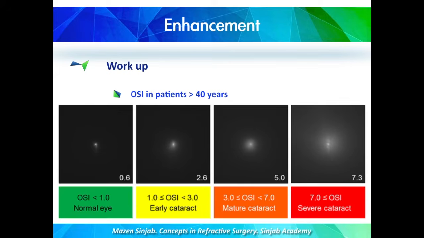Now, as you see here, if we have a patient who is above 40 and we have the facility to do the OSI for him, and we found that his OSI is between 1 and 3, it is an early cataract. So in this case, we will avoid doing enhancement, and we may start thinking of doing cataract extraction with IOL implantation. So the OSI is very important, especially in patients above 40.